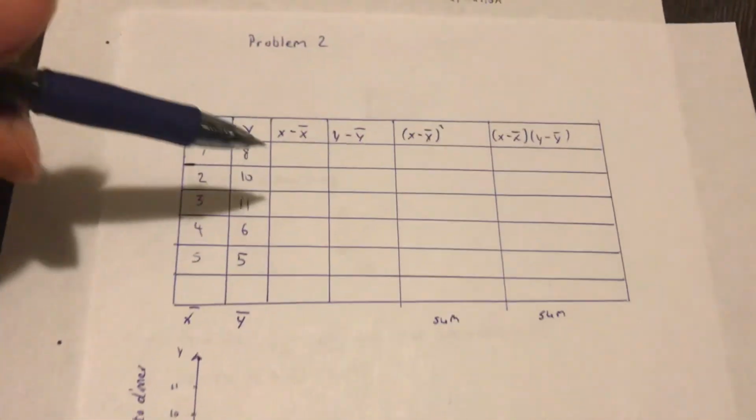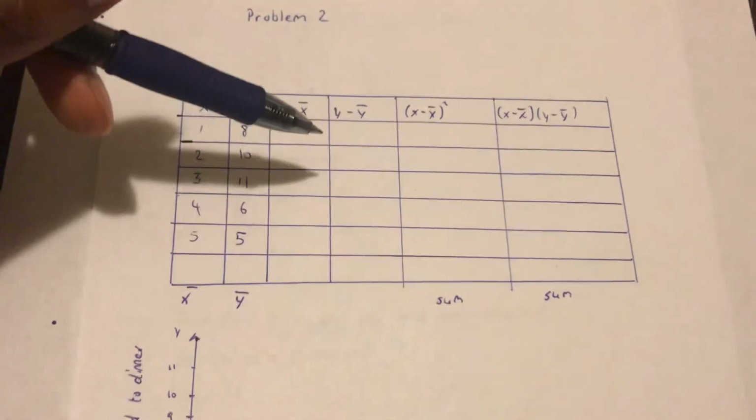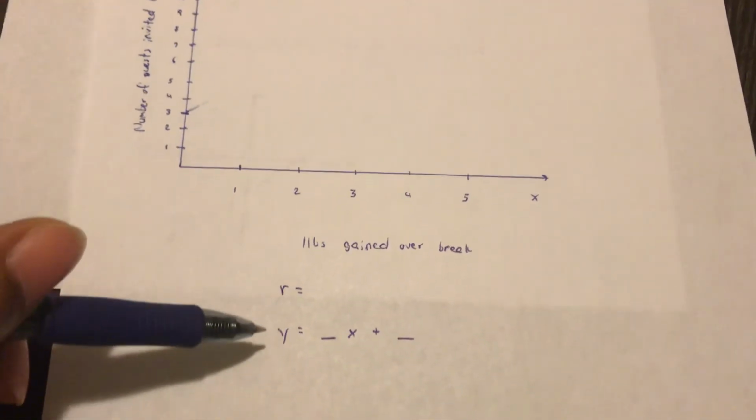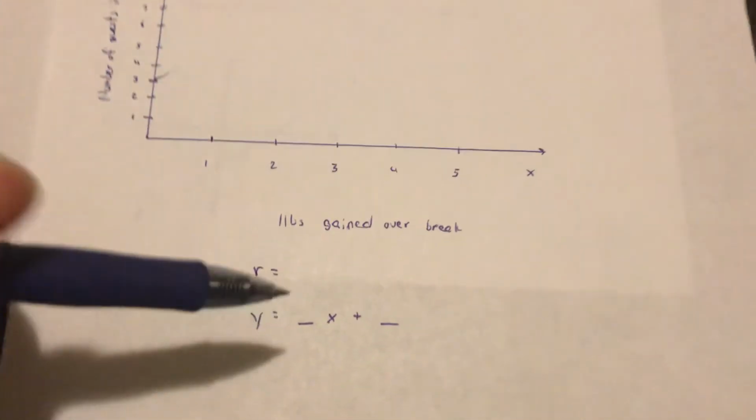Now, I won't give you the answers to these because I think they're pretty simple, but what I was asking you to find was your R value, and then your Y equals MX plus B again.